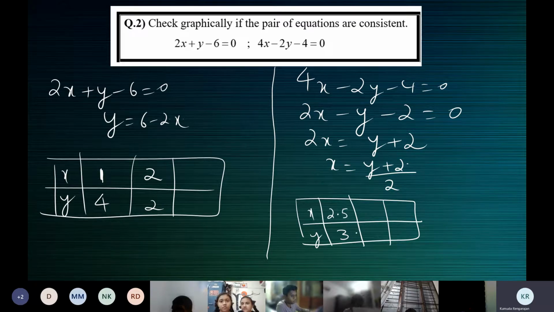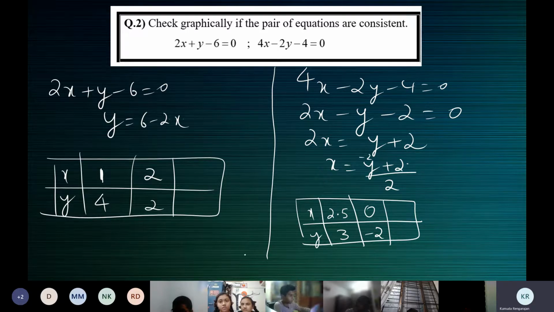And when y is 2, x is 2, ma'am. Correct. Harini, one more value for y. Ma'am, 4. Harini, 4. One more value for y. Minus 2, ma'am. Okay, then what will be the value? 0, ma'am. When y is minus 2, plus 2, 0 by 2, 0. Yes, children, like this.